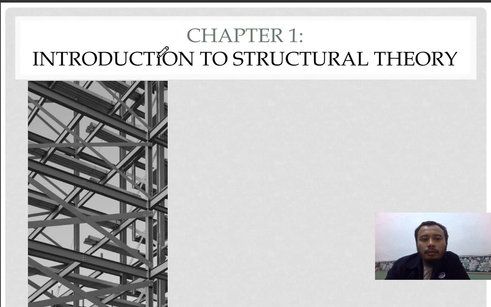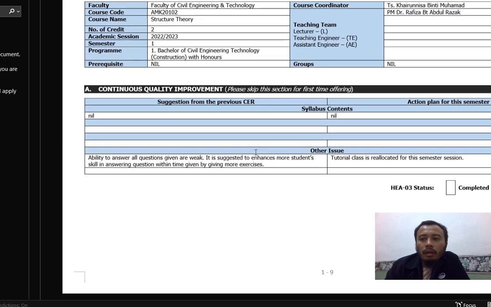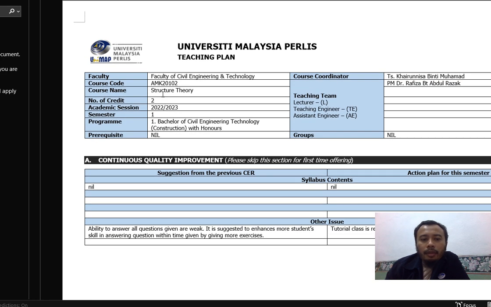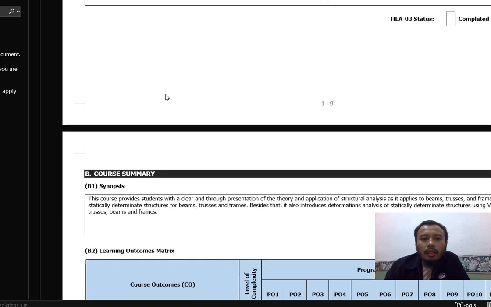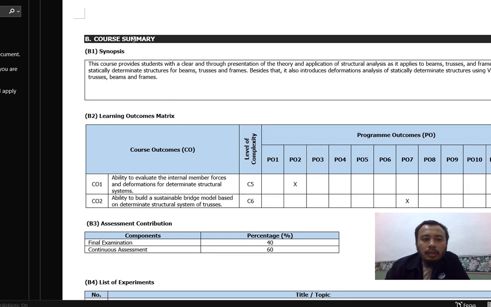Before we go into each of these chapters, let's take a look at the teaching plan for this subject. What I want to emphasize is this course summary. This course should provide you with a clear presentation of the theory and application of structural analysis as it applies to beams, trusses, and frames.